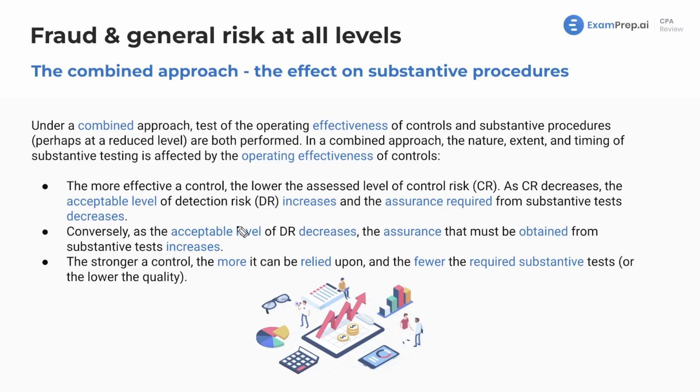Conversely, as the acceptable level of detection risk decreases, the assurance that must be obtained from substantive tests increases. These back and forth inverse relationships, if they don't make sense now, we're going to drill them through and make sure you got them. Again, really going to drill them down in the audit risk lesson. The stronger a control, the more it can be relied upon, and the fewer the required substantive tests, or the lower the quality of substantive tests.